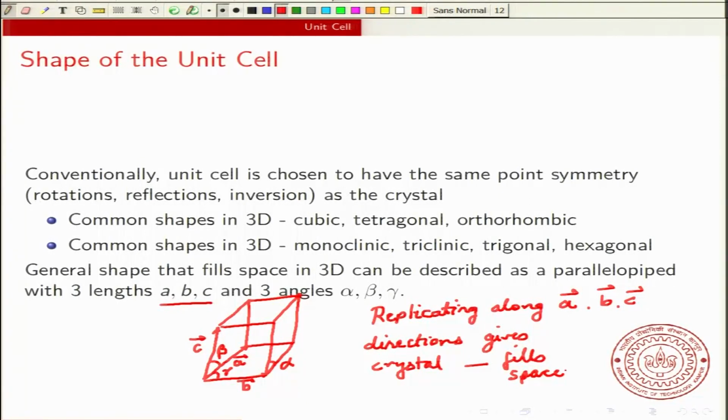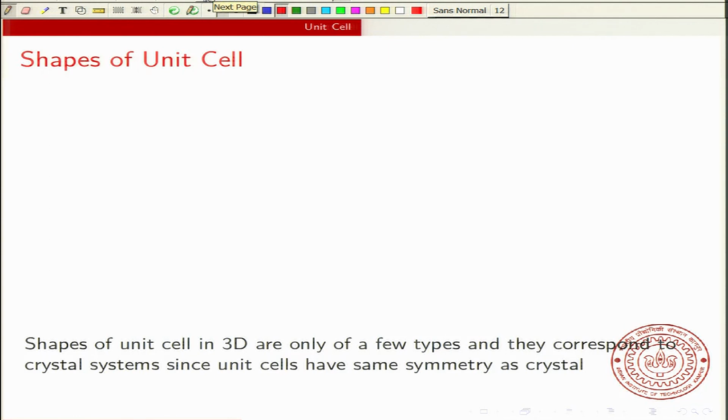Now, if you have a parallelepiped with these lengths A, B, C and angles alpha, beta, gamma, you have many shapes. It seems that you have a very large number of possible shapes. You can choose each of them arbitrarily, and you can imagine that it might fill space. Now, it turns out that yes, you can do this, but there are still certain restrictions, and I will discuss that right now.